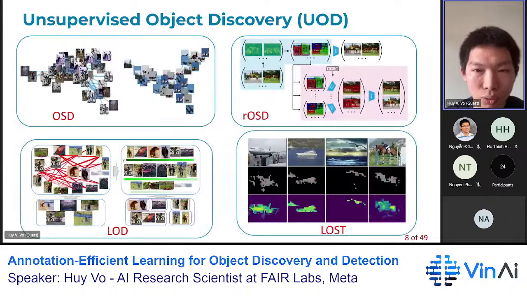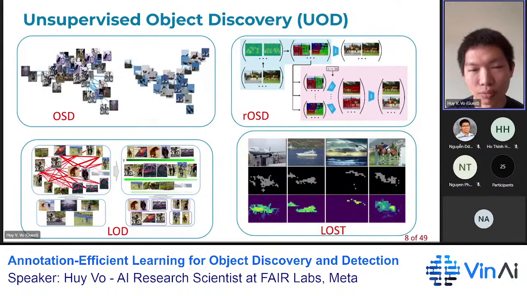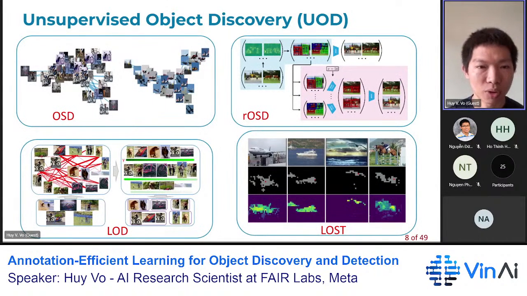I have contributed to 4 works on this topic. They are OSD, standing for Object and Structure Discovery, ROSD, standing for Regularized OSD, LOD, standing for Large-Scale Unsupervised Object Discovery, and LOST, standing for Localizing Objects with Self-Supervised Transformers. But in this talk, I will give details on only 3 works, OSD, LOD, and LOST, and only give a brief description of ROSD.